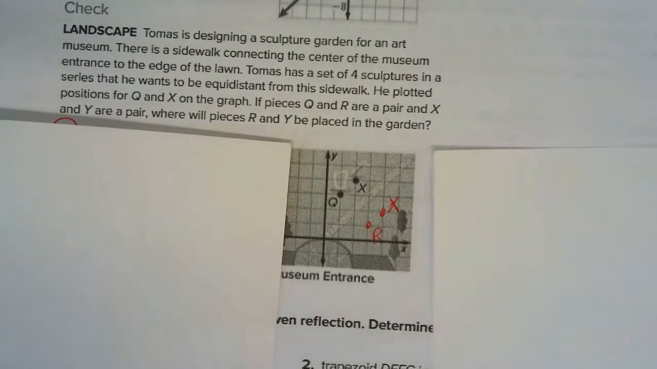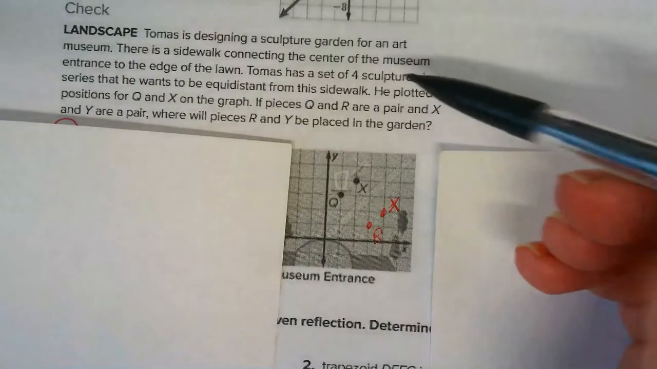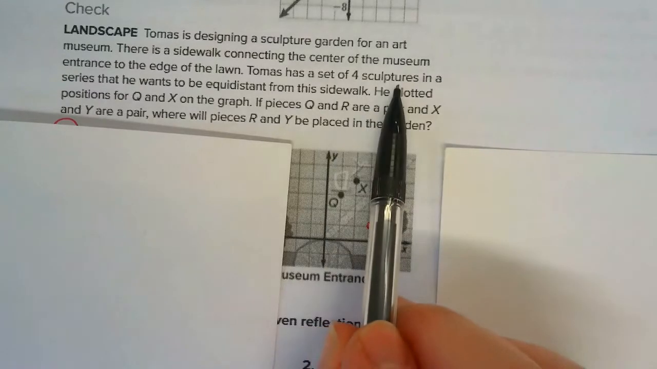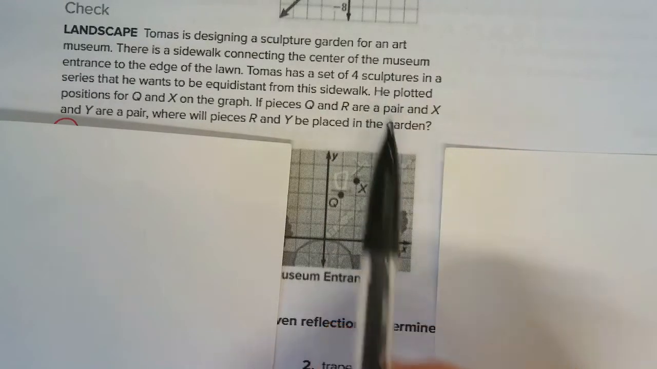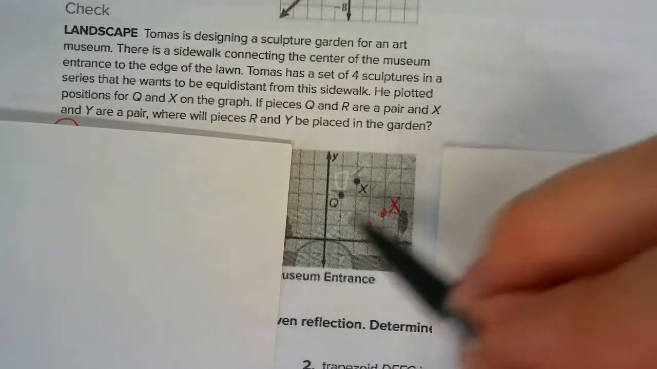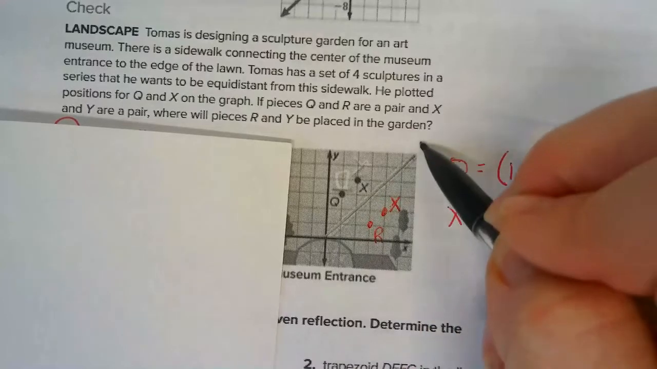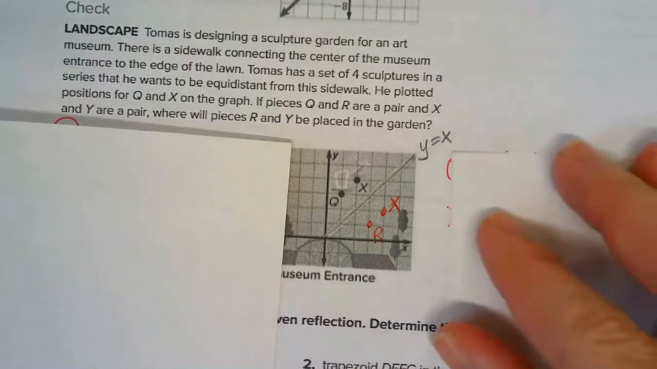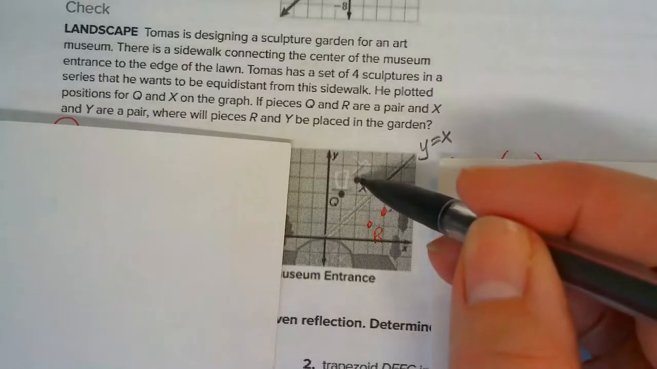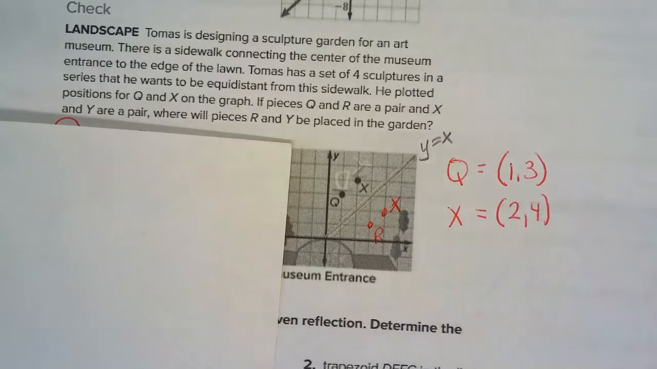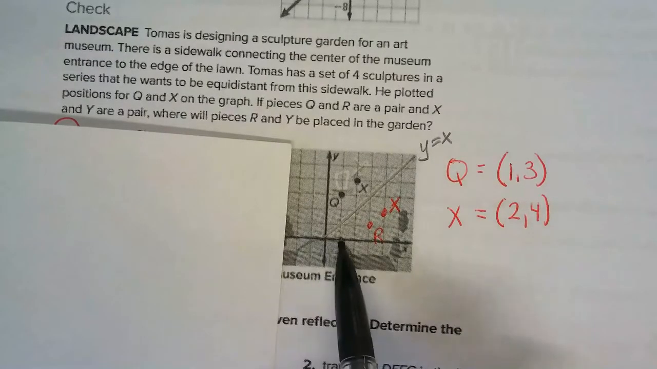So in the check question, you had Thomas, who was designing a sculpture garden, and he was trying to figure out where to set 4 sculptures so that they were equidistant from the sidewalk. And notice the sidewalk, if you are on a coordinate plane, is this line y equals x. So therefore, if he's trying to make them equidistant, he's just wanting to reflect them across. So I found the coordinates of these 2 points. So Q was at 1, 3, X was at 2, 4.